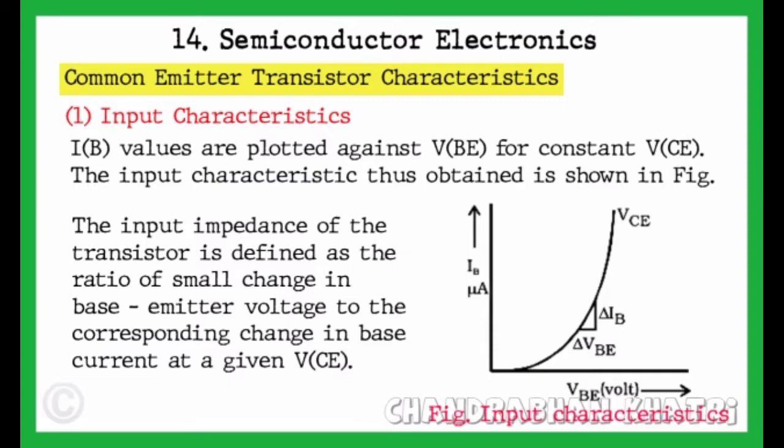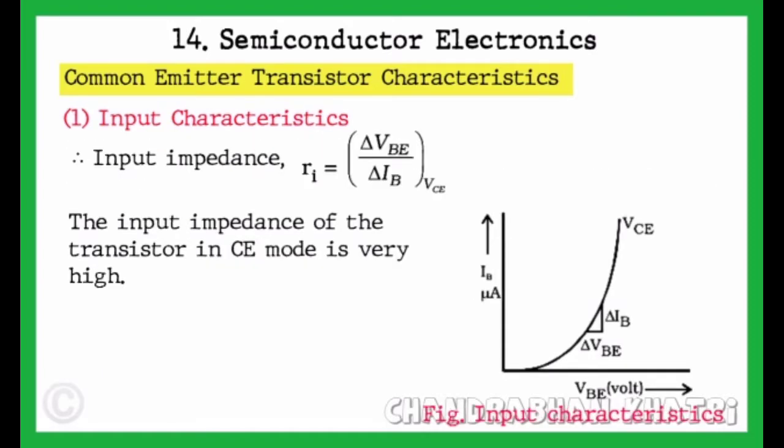The input impedance of the transistor is defined as the ratio of a small change in base emitter voltage to the corresponding change in the base current at a given VCE. Hence, input impedance Ri is equals to delta VBE upon delta IB when VCE is constant. The input impedance of the transistor in CE mode is very high.